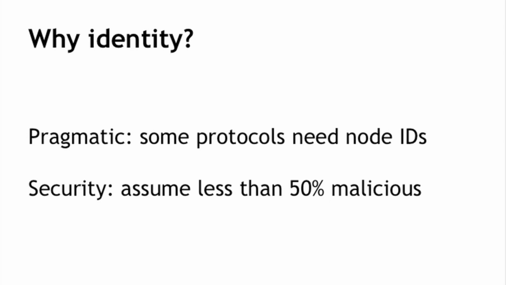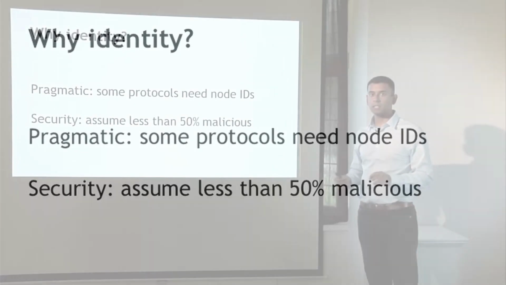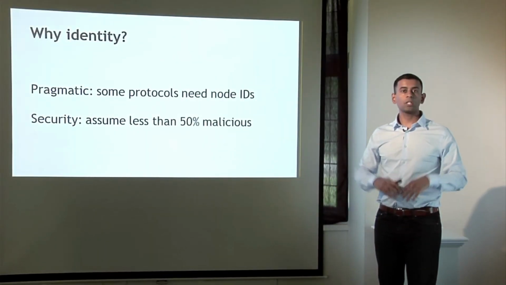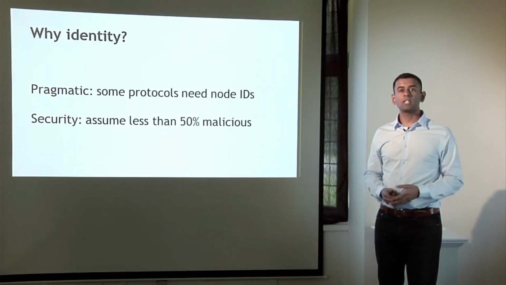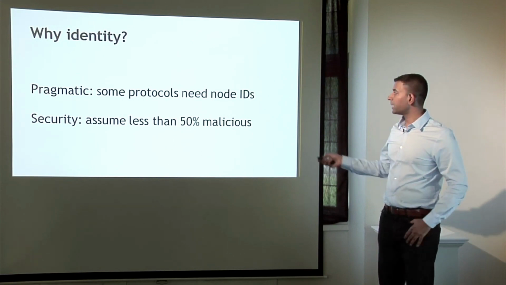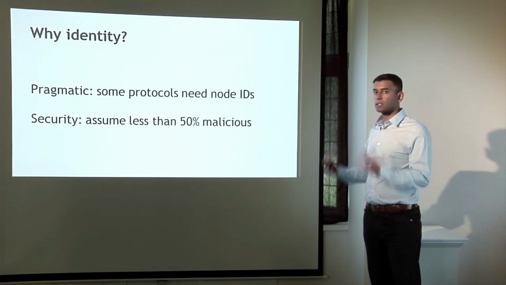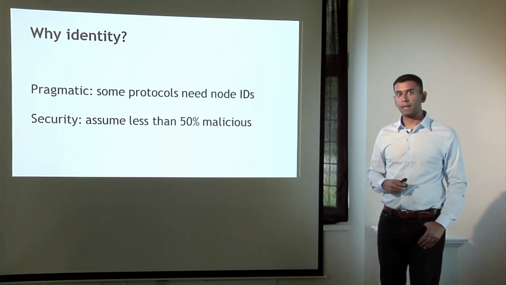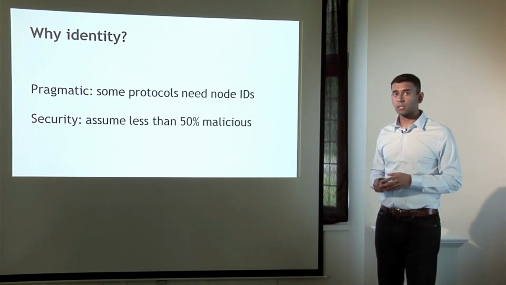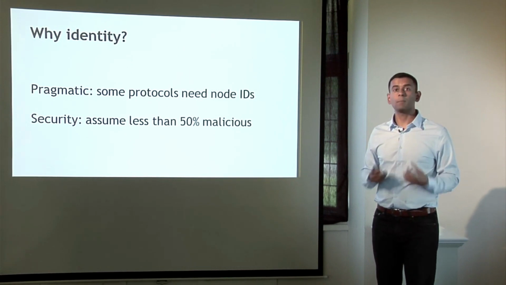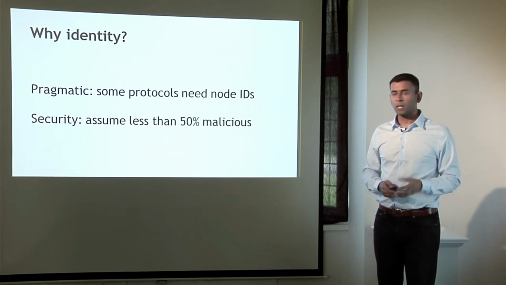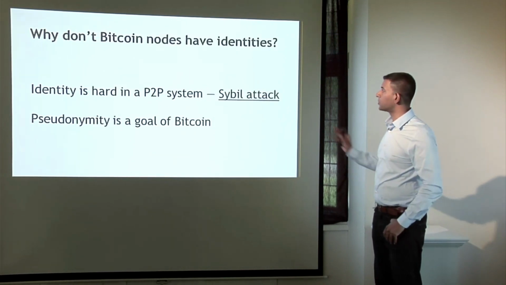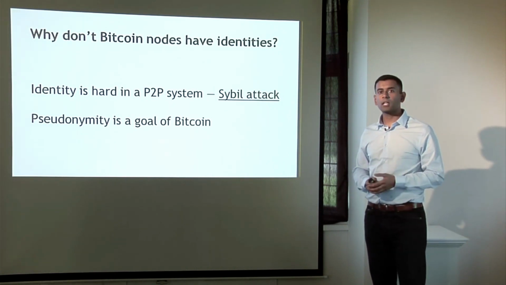But a much more serious reason for nodes to have identities is for security, because if nodes were identified and it weren't trivial to create new node identities, then we could make assumptions like, let's say that less than 50% of the nodes are malicious, and we could derive security properties out of that. So for both of these reasons, the consensus protocol in Bitcoin is a bit harder. But why is it exactly that Bitcoin nodes don't have identities? Well, it's for a couple of reasons.